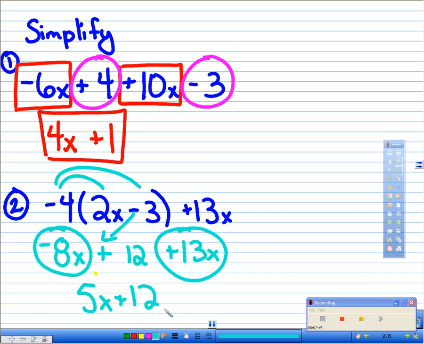Just to give you a heads up, the 12 is a constant. -8x and 13x are like terms. The coefficients are -8 and 13. Those are some of the different parts of a variable expression.